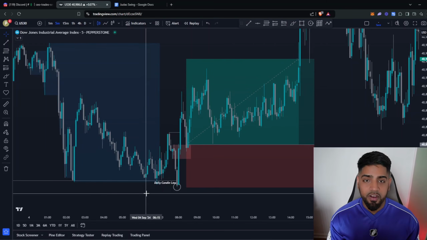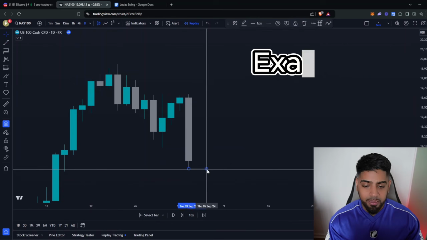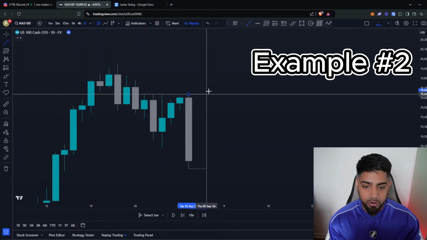Then we're waiting for a 5-minute market structure shift, taking our entry at the order block, fair value gap, or the breaker block that caused the market structure shift, and we're simply targeting a 1 to 2. So let's go over a few more examples so that this really gets solidified and we know exactly what we're looking for. Step 1, we're going to mark out the previous daily candle's high or low.